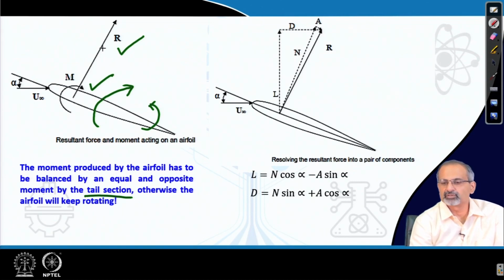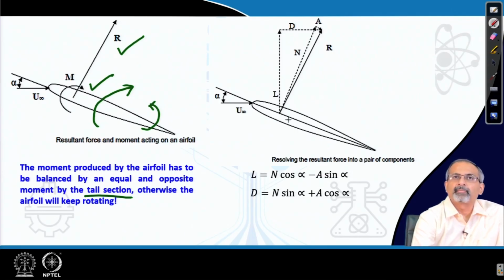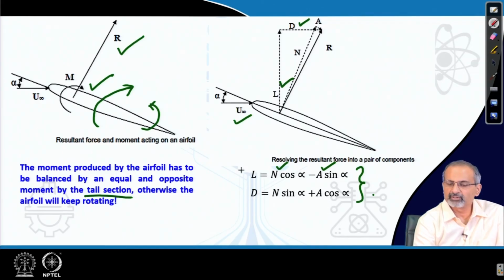As far as the resultant force is concerned, it has an axial component and a normal component which we talked about, which are along and normal to the chord line. You could also resolve them along and perpendicular to the flow direction. In that case, there would be drag and lift. So, the normal and axial forces, after you define them, can be suitably resolved so that you can express the lift and drag forces using these relations.